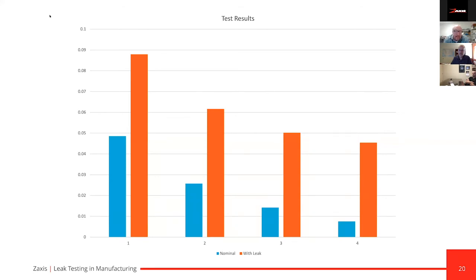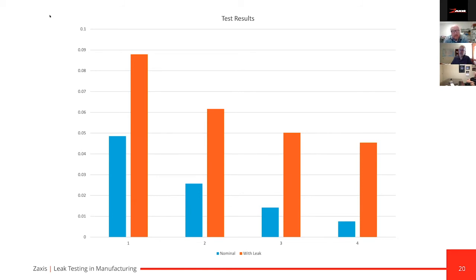Now this hasn't changed. The part didn't leak less. I didn't seal it in any way. But you can see now that the differential between a good part and a bad part has increased to about 2.3 times. So we're getting closer and closer to what would be a highly repeatable test by adding a mere second to the time.